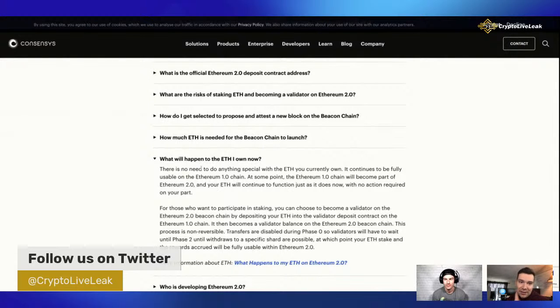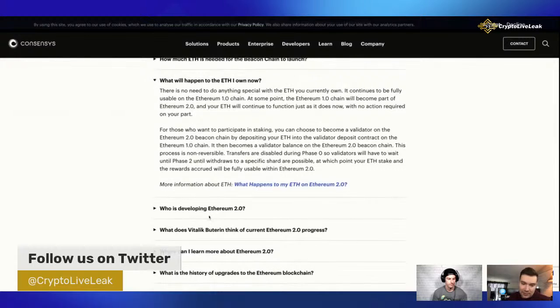What will happen to the ETH I own now? Nothing. Yeah, don't worry about it. Just keep doing what you're doing. If you don't want to participate in ETH 2.0 and you just want to hold your Ethereum and not take on this additional risk, the current Ethereum 1.0 chain will eventually just become part of the new ETH 2.0 chain, and your ETH will be usable as is, right? There's no new version of it. There's no hard fork here. It's sort of like a merging effect that will take place.